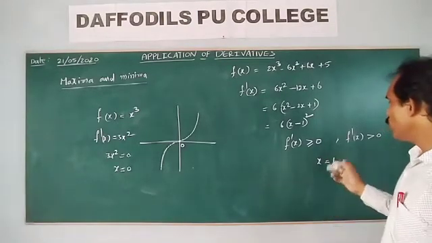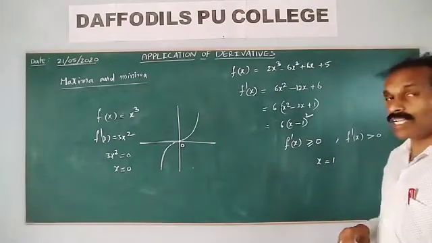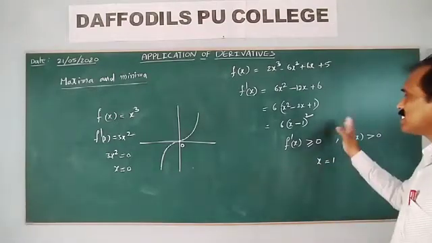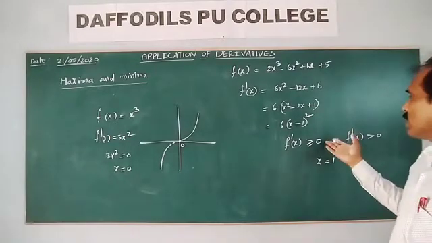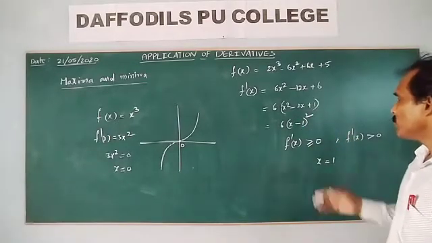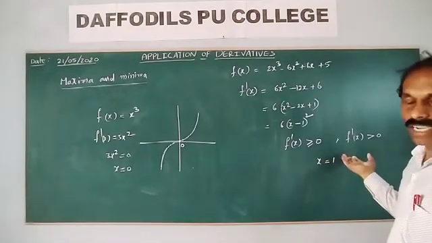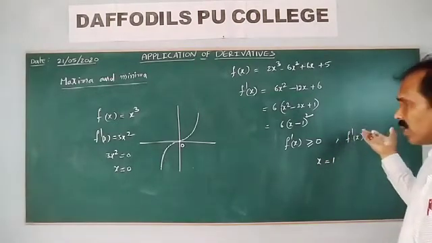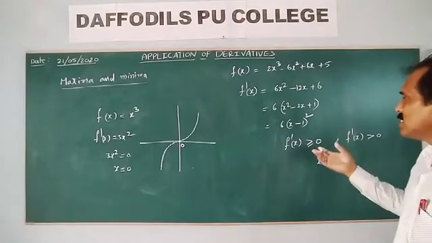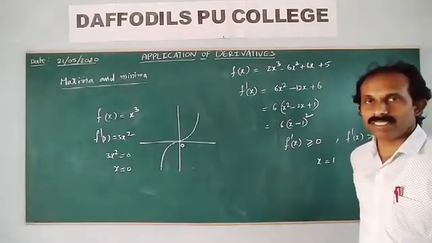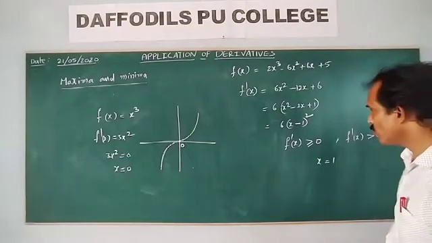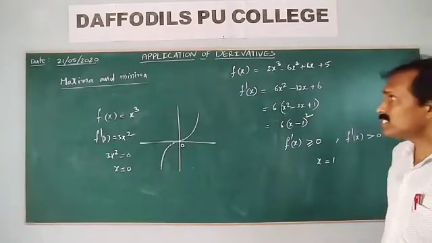Okay, so that's why 1 is not a turning point. Turning point means it changes its nature from increasing to decreasing, like that one. Here in this problem, the function does not change sign, either positive to negative or negative to positive. In this case, this is called a point of inflection. At x is equal to 1, there is a point of inflection. This type of problems.